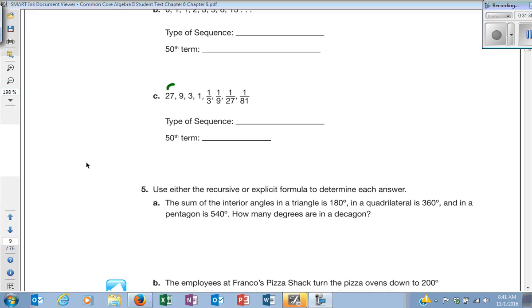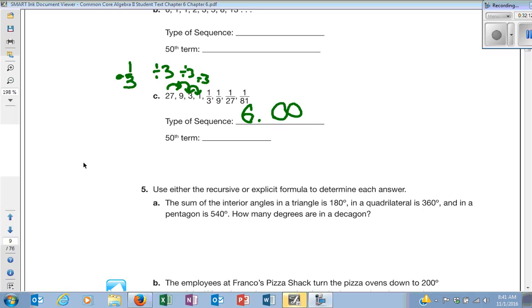How do I get from here to here? What do I do? Divide by 3. How do I get from here to here? Divide by 3. From here to here, divide by 3. But the problem is, I told you at the beginning of this lesson, we're not allowed to write them using division, are we? What do I need my common ratio to be written as? 1/3. So I can write this as multiplying by 1/3. It's the same thing as dividing by 3. So is this a type of sequence? Yes. What type? Geometric. It's infinite.